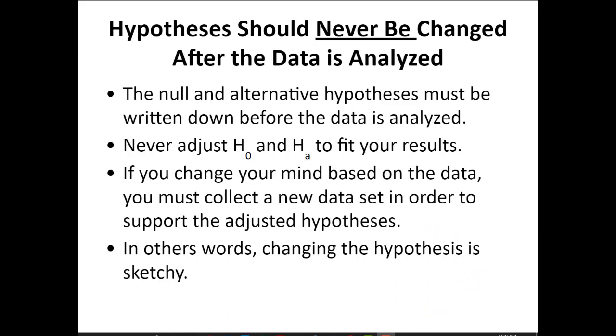There are a couple more things that are really important to mention. First of all, the null and alternate hypotheses must be written down before the data is analyzed. You can't adjust your null and alternate hypotheses to fit your results. That's considered to be very bad form and, as they say, sketchy. If you change your mind based on what the data is showing, you must collect new data in order to support the adjusted hypotheses. Otherwise, you are introducing bias into your investigation. Again, this is not considered to be at all ethical in terms of data analysis.